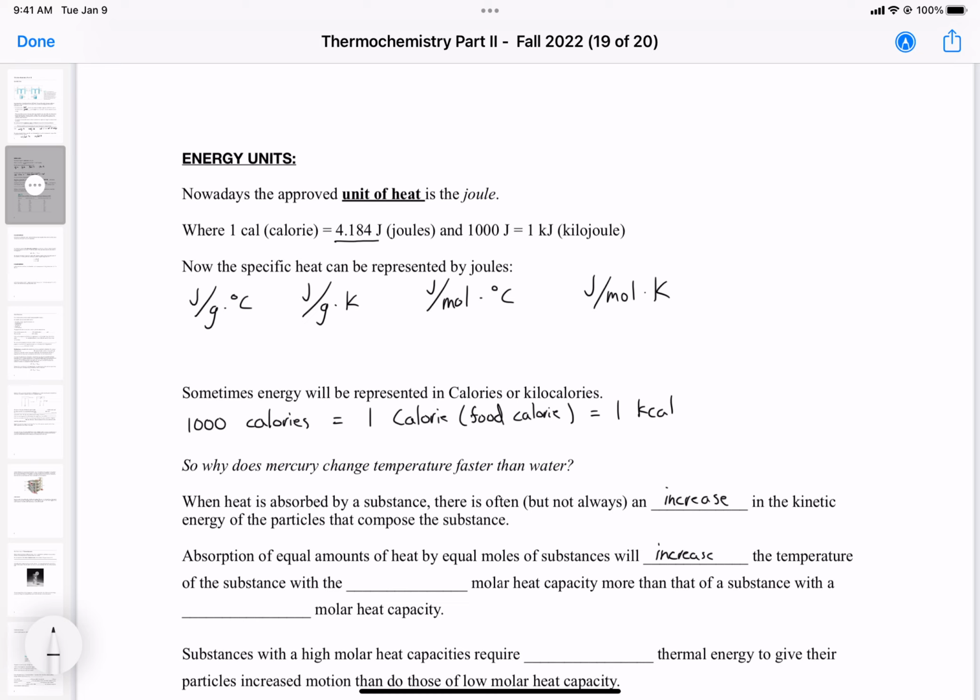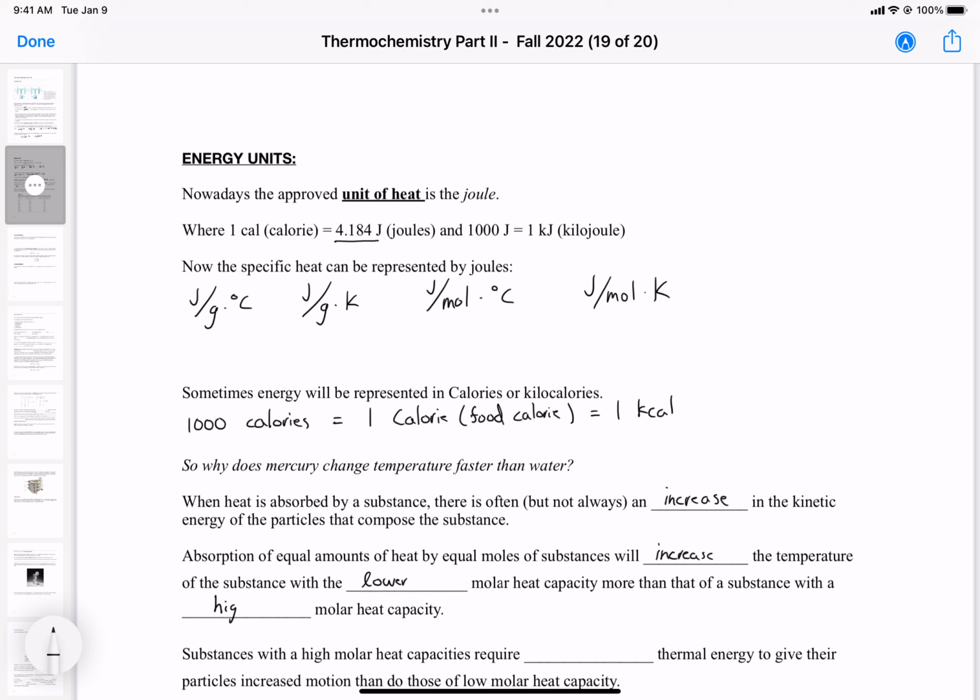So which one will increase more? You think of it this way: when we say heat capacity, it could be kind of misleading. What you should think about is how well it can handle heat. So the temperature of the substance with the lower molar heat capacity will increase more than that of a substance with a higher molar heat capacity.